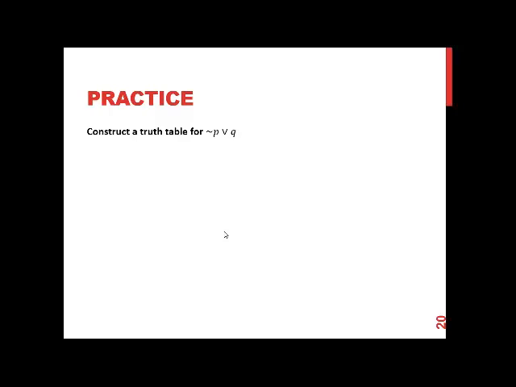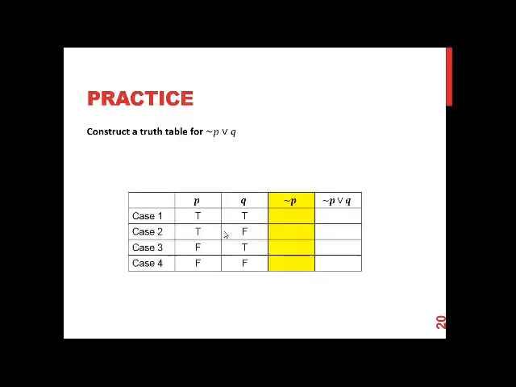Alright, let's construct a truth table for not P or Q. Again, we've got our table. I'm going to look at not P, because our final comparison is going to be not P's with Q's. We'll use this column in a minute, but for right now I first need to create this not P column.